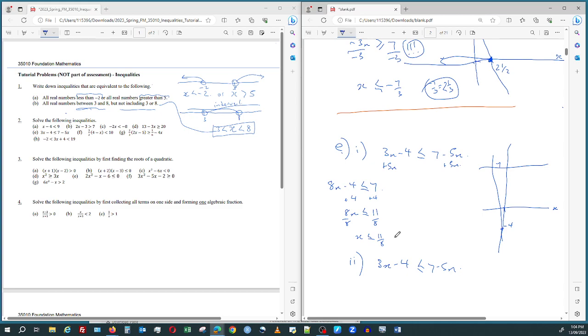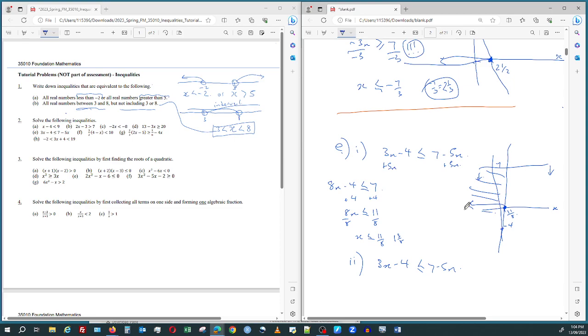So this one here is 11 on 8. Now that's 1, 8, 9, 10, 11. So it's 1 and 3 eighths, which is 11 on 8. Okay, so it's less than or equal to 7. So 7's here. Okay, now which side is it? So x is less than or equal to 11 on 8, so we colour it in. We go like that. Okay, so x is less than 11 on 8. Okay, so that means less than 7.